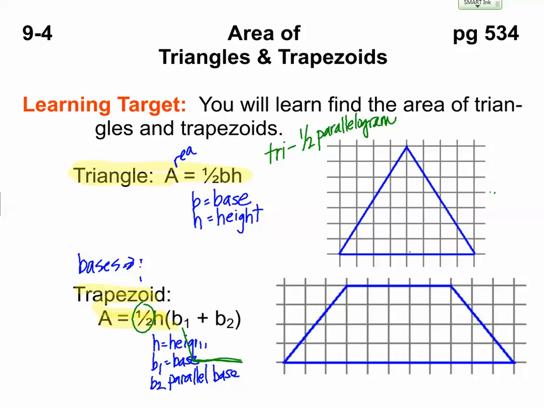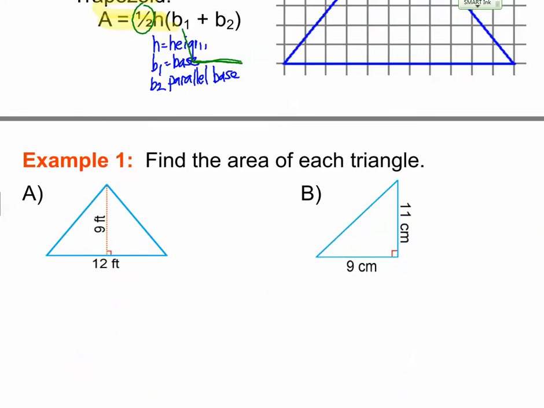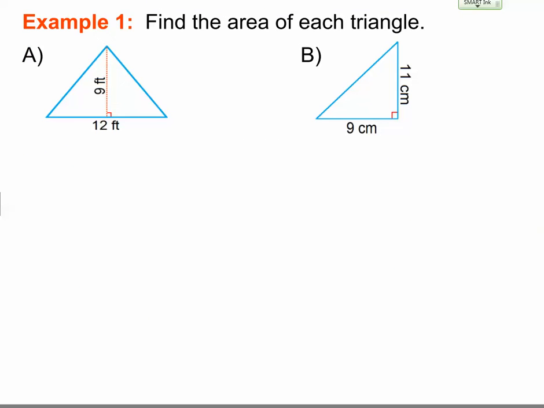So going forward, we really need to spend some time memorizing these formulas. Hopefully you have a good understanding about where these come from, which will only increase your chances of memorizing the formulas. So we're going to use these formulas going forward to answer some questions about area of triangles and trapezoids. Take a look at letter A.